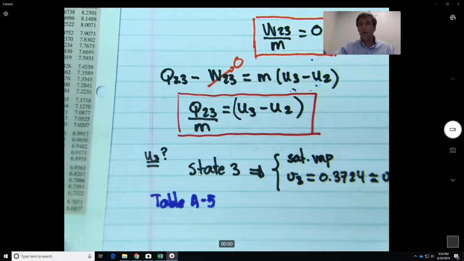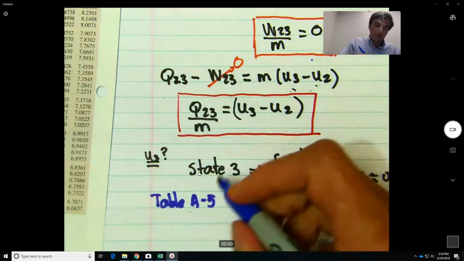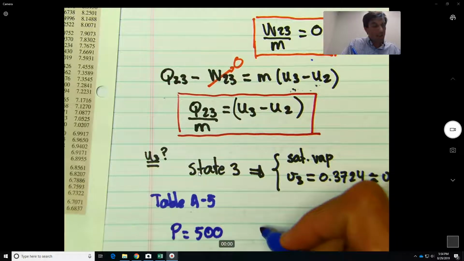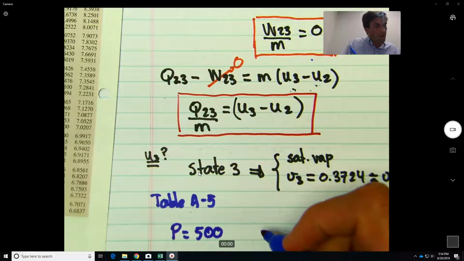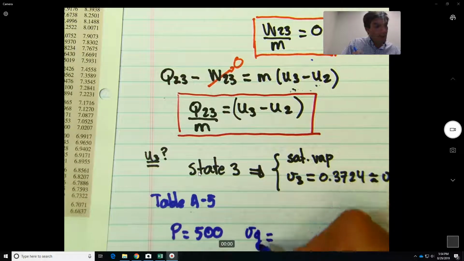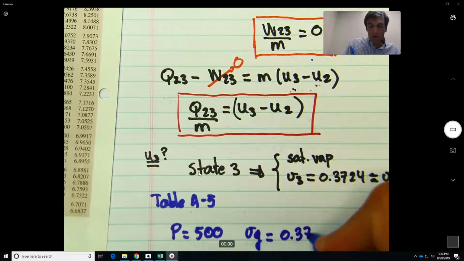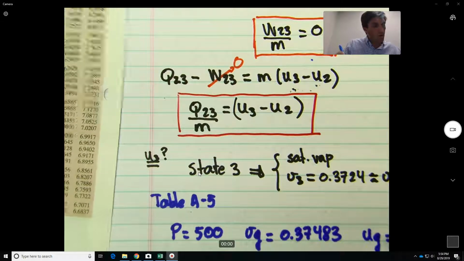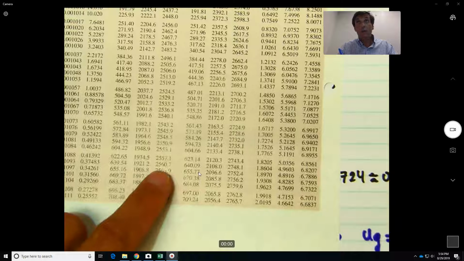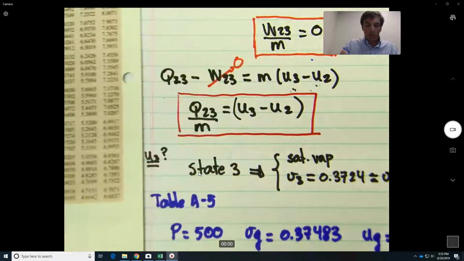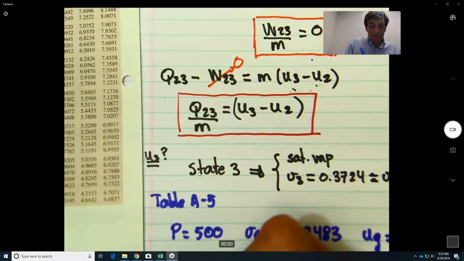All right, so from table A5, we have at P equals 500, we see that, let's see again, Vg is equal to 0.37483, and we can say also Ug will be equal to, so here, 560.7. Now we do the same thing at 550.